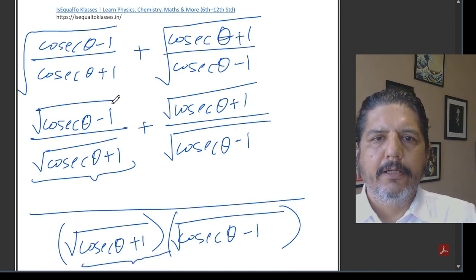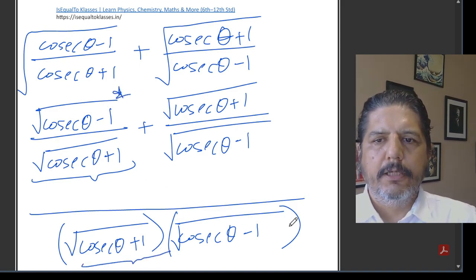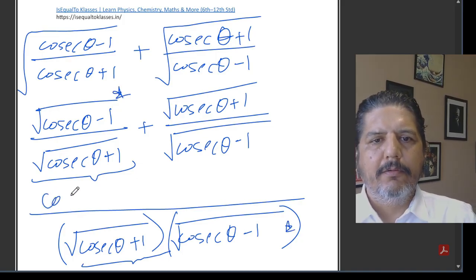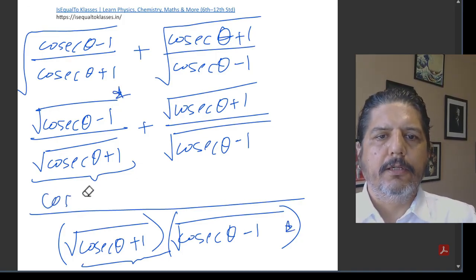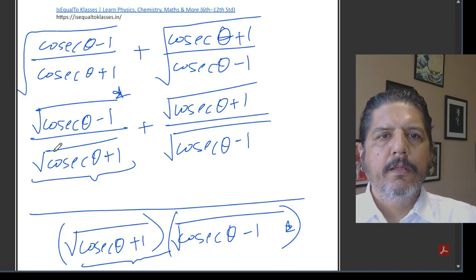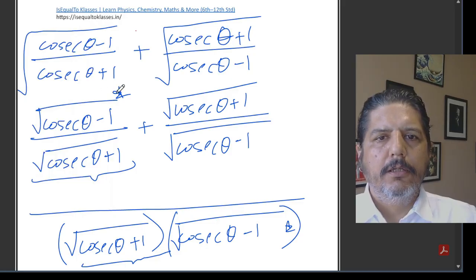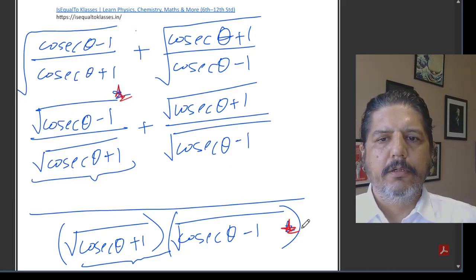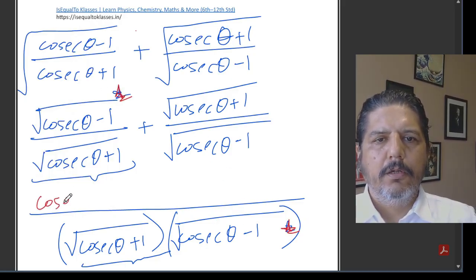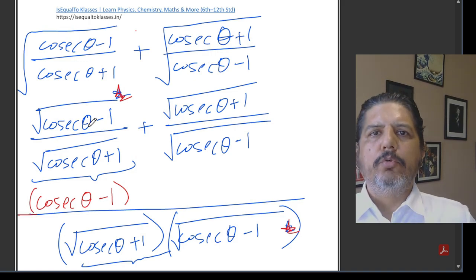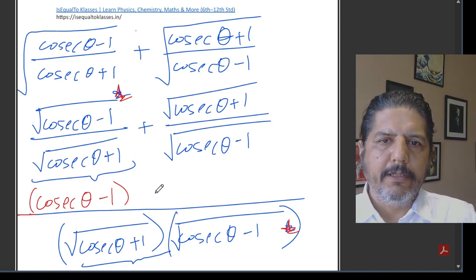So I'll have to multiply this by this. When I multiply, this root and root will cancel. I will have cosec theta minus 1, this one multiplied by this one. I will have cosec theta minus 1, because the root sign will vanish, it's like multiplying root 2 and root 2. So root 2 multiplied by root 2 is 2. So this one is taken care of.